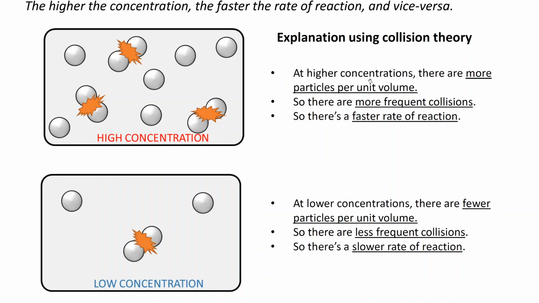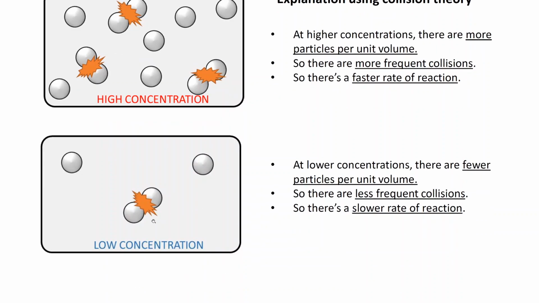You have to add this per unit volume bit on the end. You will not get a mark for more particles. Okay? So if we've got more particles per unit volume, there's going to be more frequent collisions and a faster rate of reaction. Hopefully you're noticing a trend here. At a low concentration, there's going to be fewer particles per unit volume. So there's going to be less frequent collisions and a slower rate of reaction.